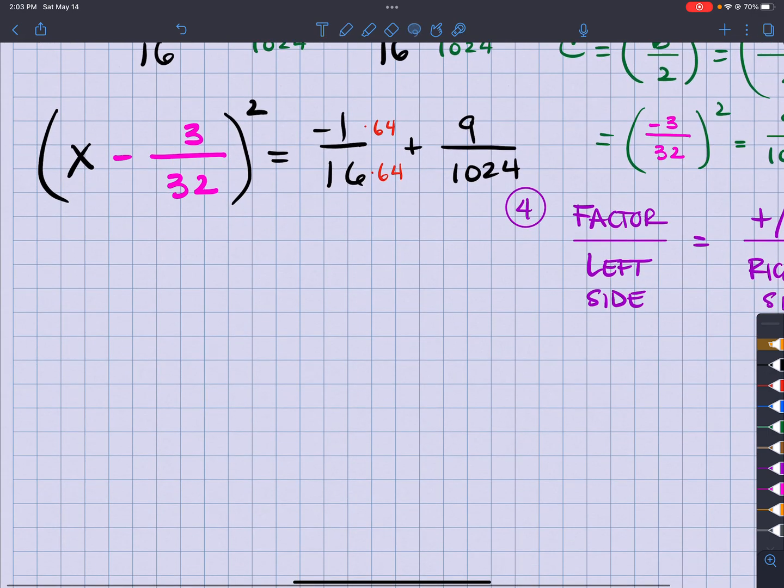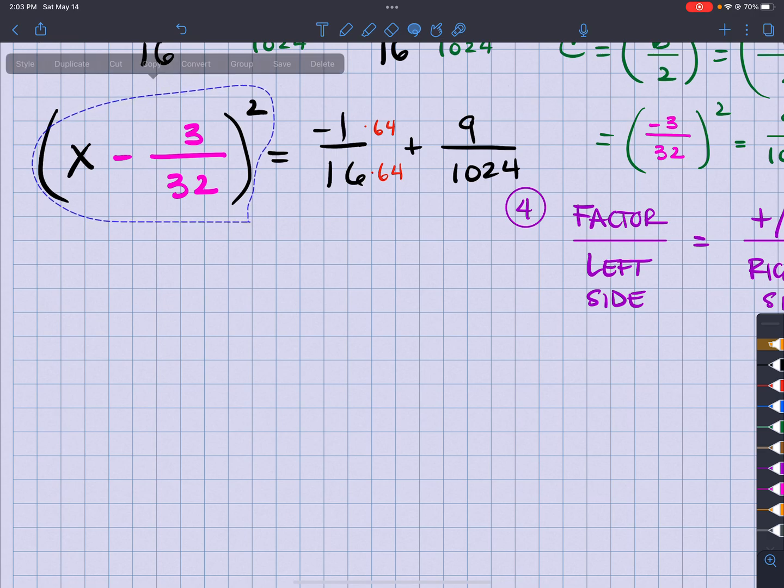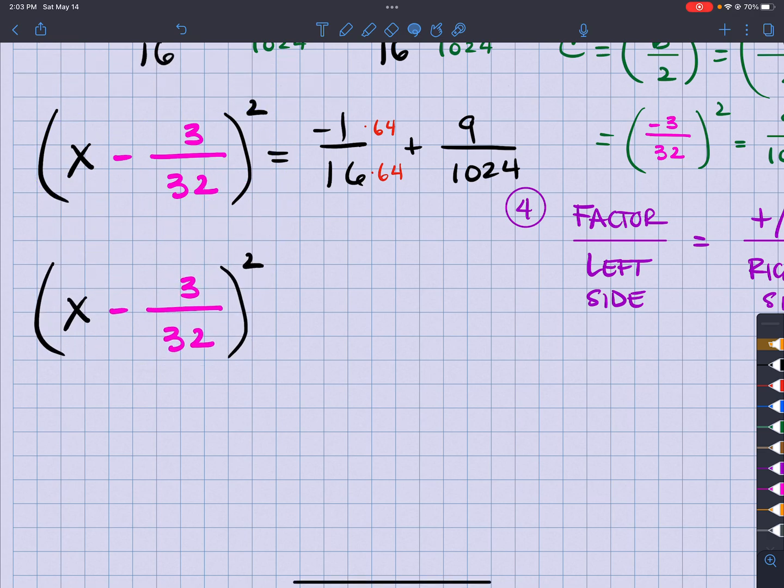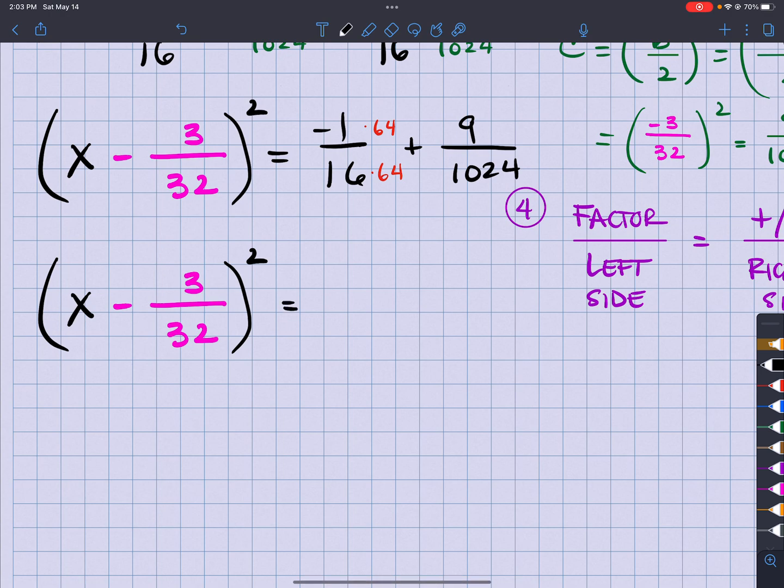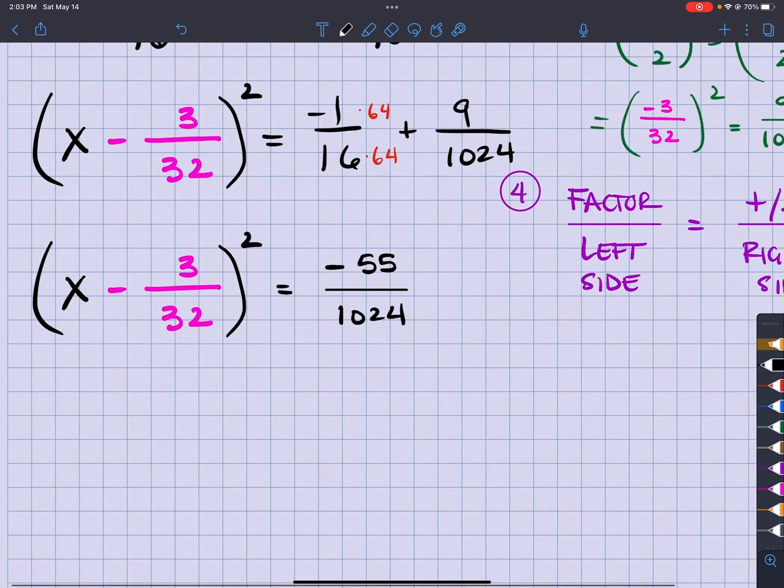So what I have here is equal to -55 all over 1024.